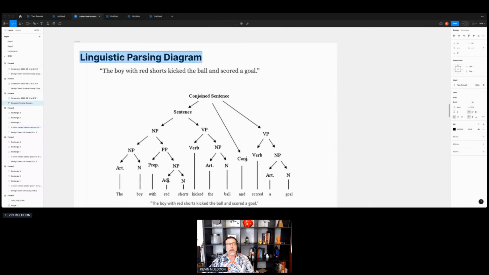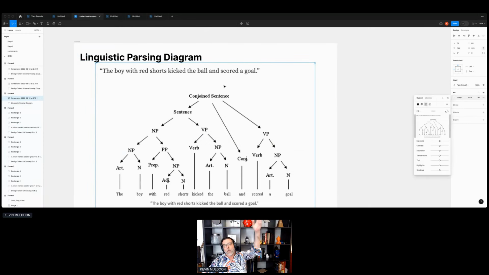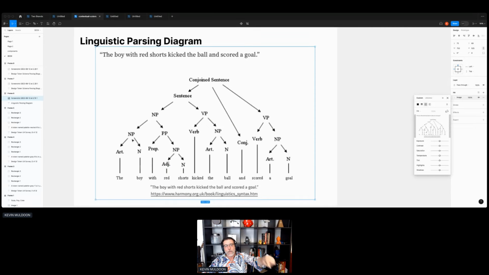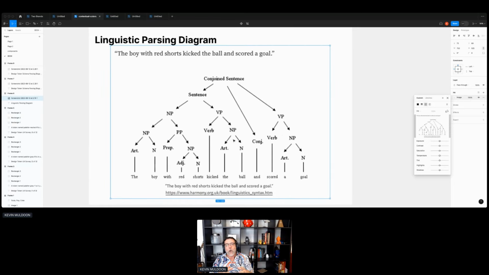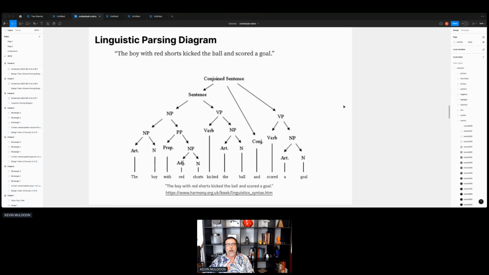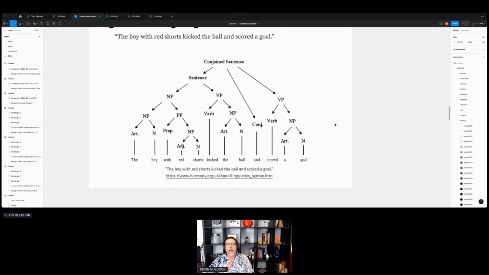This is a linguistic parsing diagram. So if I said the sentence, "The boy with red shorts kicked the ball and scored a goal," I could very scientifically go ahead and actually create a diagram which describes everything. And though it's in English, I could do this in any language. And I think that's where we want to be. We want to have a design token system that could be parsed in exactly this way. And I think we have that.